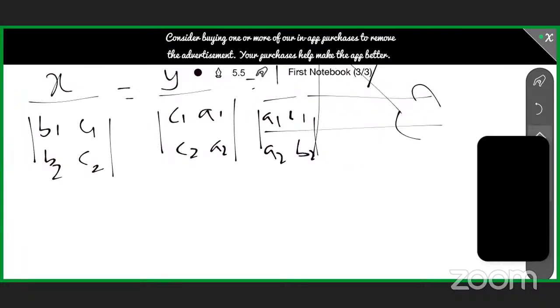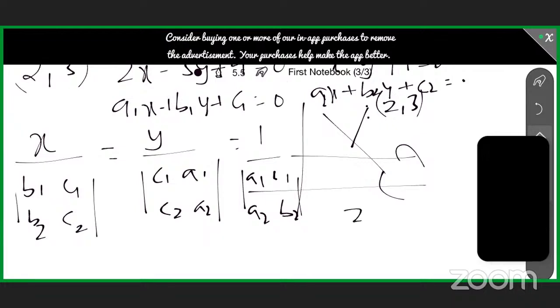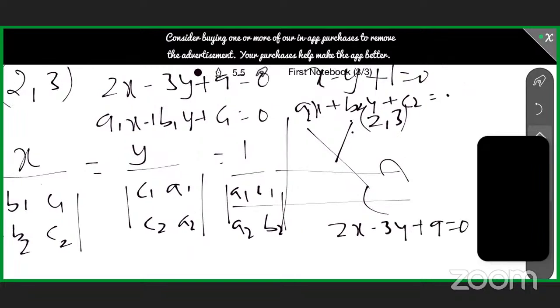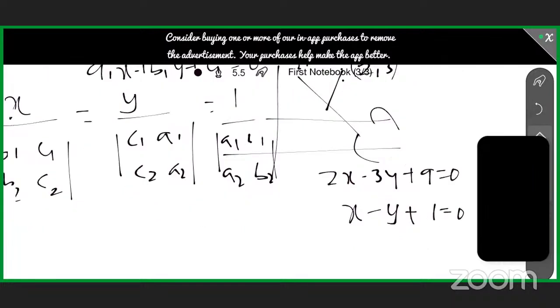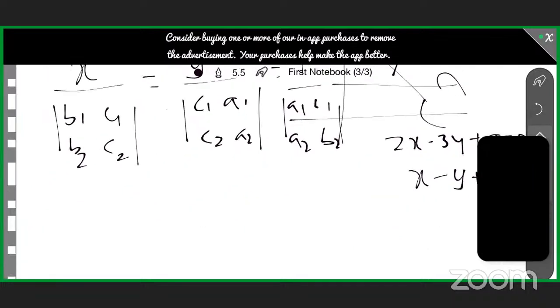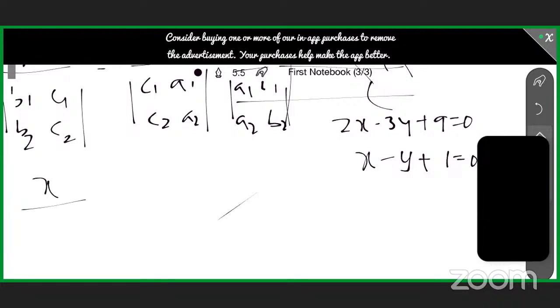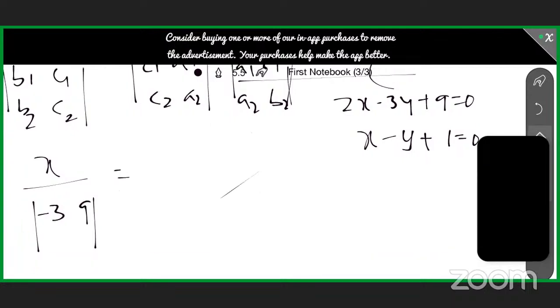So my line equation is 2x minus 3y plus 9 equals 0. Another line is x minus y plus 1 equals 0. From this, I am going to find my point of intersection. That will be x divided by b1 value. Tell me the b1 value from the equation. Minus 3, very good. What is the c1 value? 9. c2 value is 1.